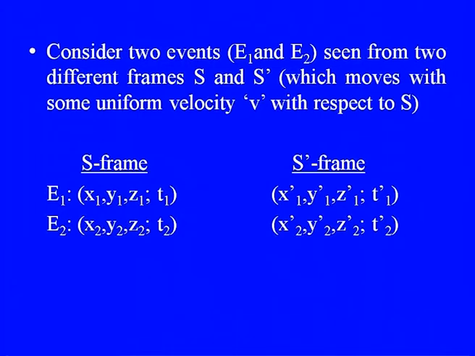Suppose the space-time coordinates of these two events in the S frame are x1, y1, z1, and t1, so that's measured at t1, and then the second event occurs at position x2, y2, z2, and at time t2. Correspondingly, these two events occur in the primed frame at x1 prime, y1 prime, z1 prime and at time t1 prime, and the second event at positions x2 prime, y2 prime, z2 prime, and at time t2 prime.